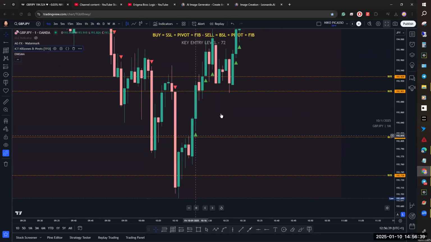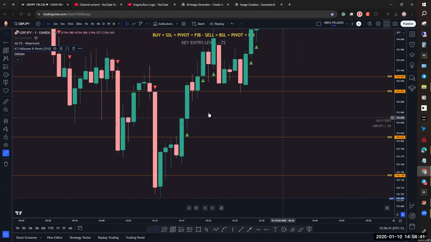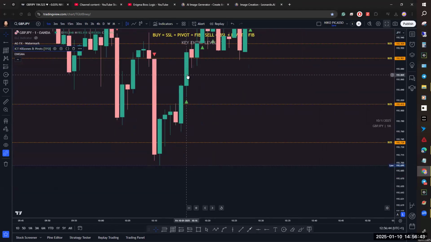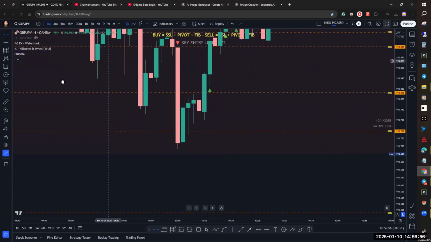So what's the logic? The logic of this indicator is very simple. It's identifying the candle body that breaks and closes above the previous candle high. The previous candle high becomes our key level, and then when the market retraces to that key level, we enter our buy trade. So the indicator is not perfect.